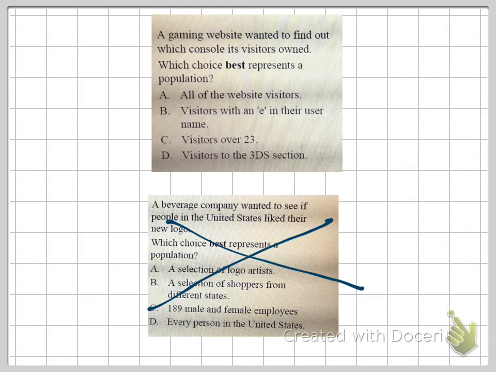Number 5. A gaming website wanted to find out which console its visitors owned. Which choice best represents the population? All the website visitors, visitors with an E in their username, visitors over 23, visitors in the 3D section. And I imported something wrong on my iPad. I apologize. So, of course, you can disregard that.